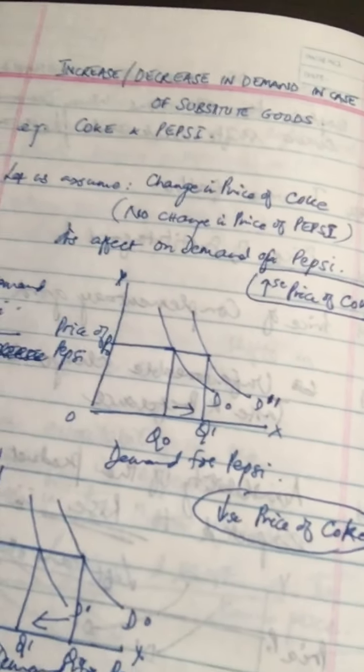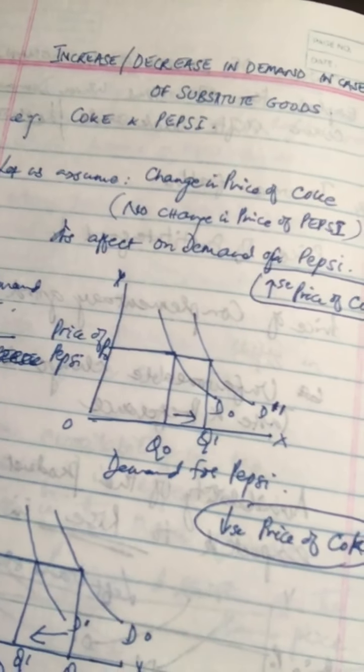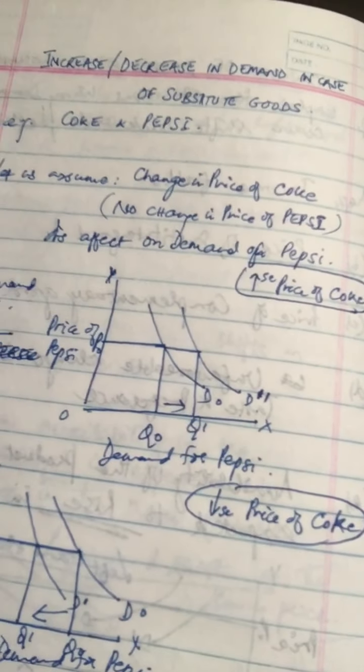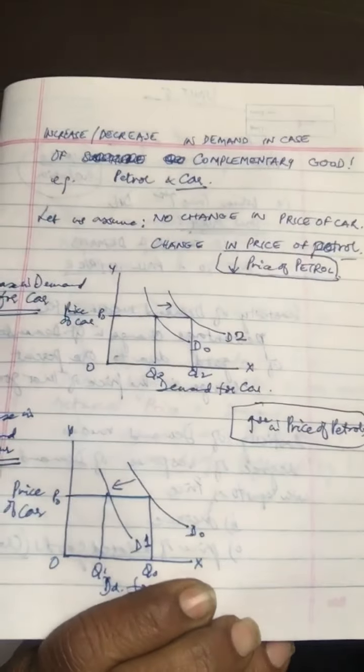Now we're going to do the increase and decrease in demand in case of complementary goods. When we are doing related goods, one is substitute goods and the other is complementary goods. In complementary goods, let's talk about the same complementary goods that we have been talking about: petrol and cars. Let me assume that the price of the car doesn't change. It's the price of petrol that is changing, and because of that there'll be an increase or decrease in demand for the complementary good. Have a look and it will be clearer to you here.